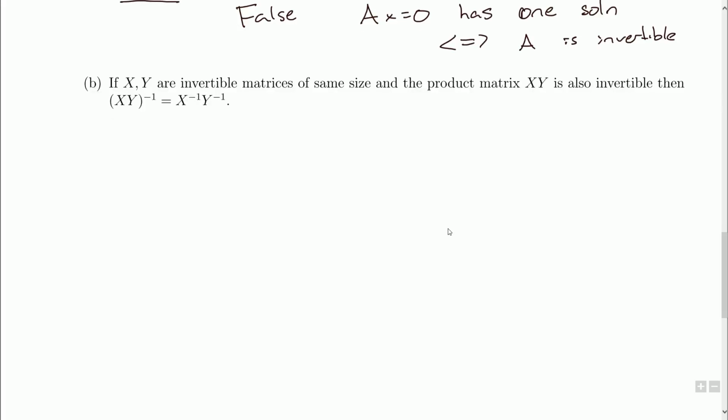All right, so another true-false. If x and y are invertible matrices of the same size, and we know xy is also invertible, then it turns out the inverse of xy is x inverse y inverse. This is another one where we did have a result. I think it's something like theorem 3. Actually, I don't want to start saying theorems because I think I'll screw it up. But I want to say 3.5 maybe, something like that.